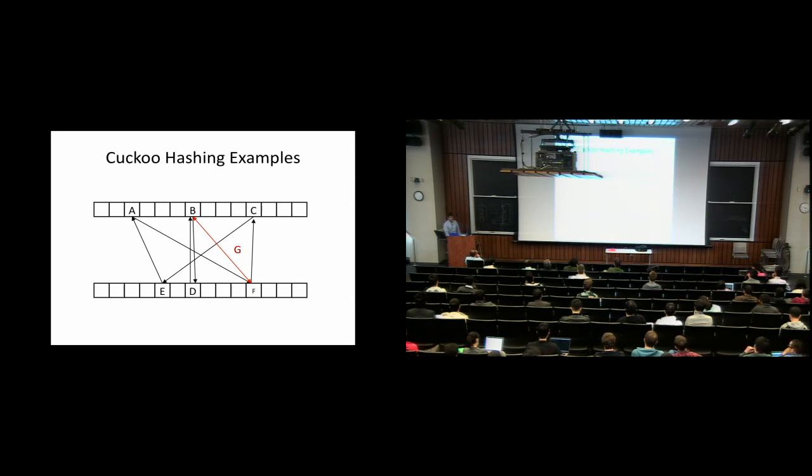All right. Can someone tell me what happens in this setting when I try to put in the element G? Yeah, there's no place to put it. It will end up looping infinitely if I try and keep kicking things out, right? So one easy way to see this is that there are 7 things that I'm trying to put into a total of 6 buckets, right? So mathematicians will tell you you can't put 7 things into 6 buckets. They call that the pigeonhole principle. Everyone else calls it common sense. And right, so that's a bad case for cuckoo hashing.